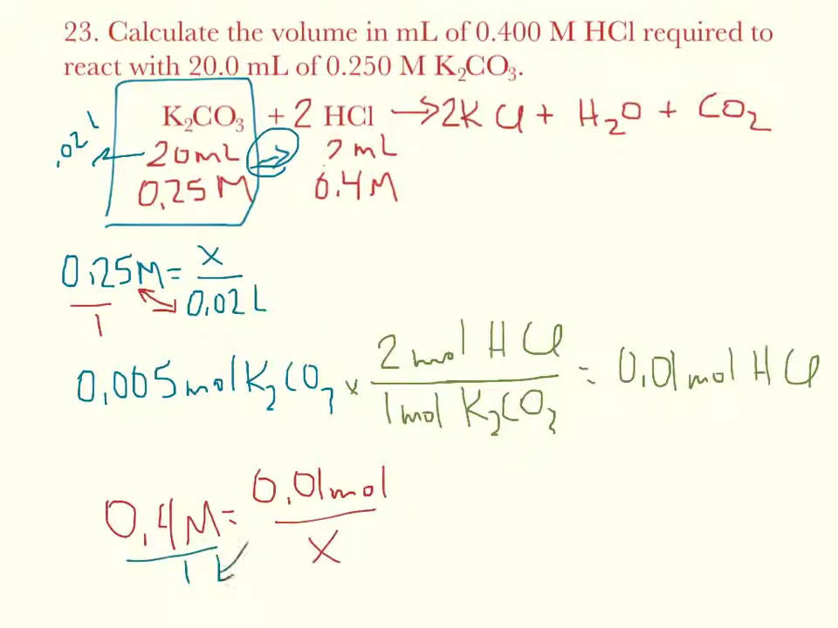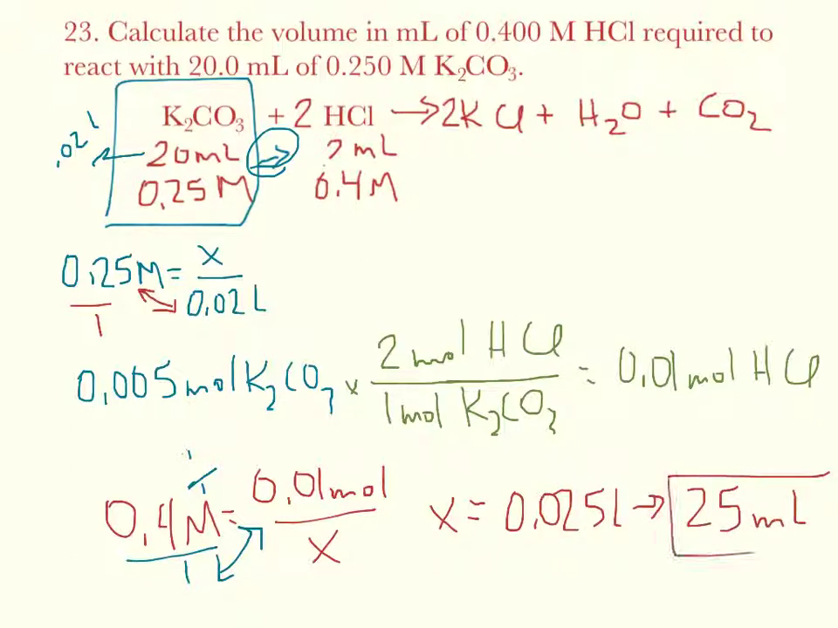Cross multiply and divide by the 0.4. We end up with X is equal to 0.025 liters, which is the same as 25 milliliters.